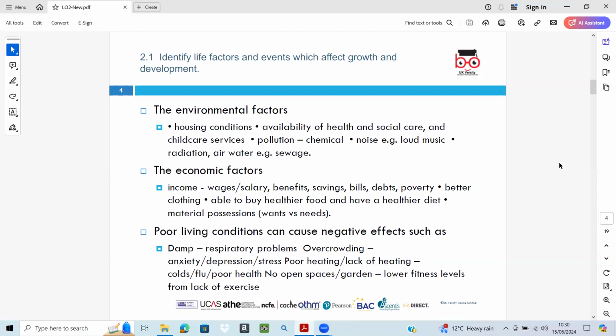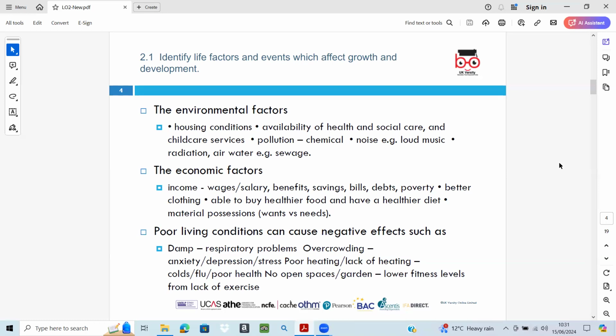Then we have the economic factors. The economic factors impact the financial stability and resources available to an individual or family, and they impact their lifestyle and opportunities. So the first one we need to discuss is income.